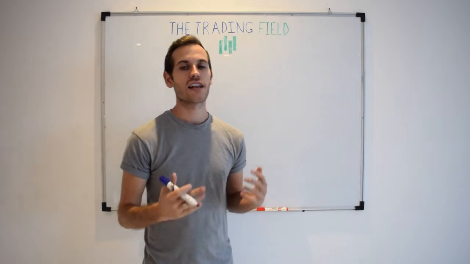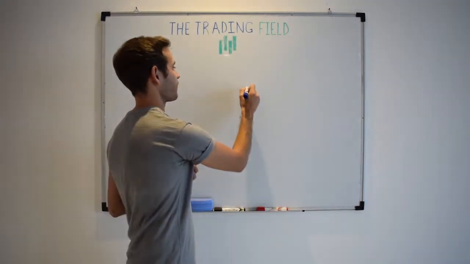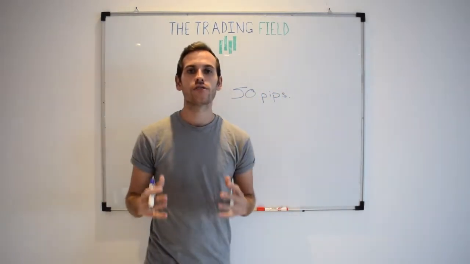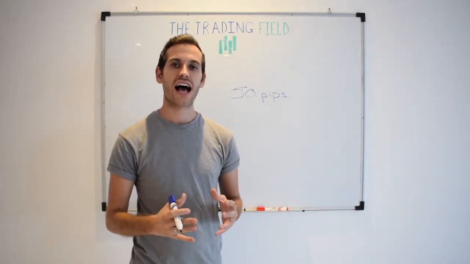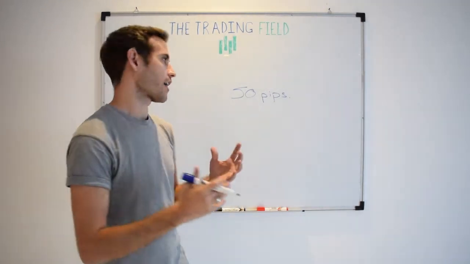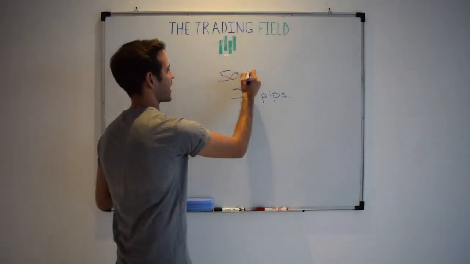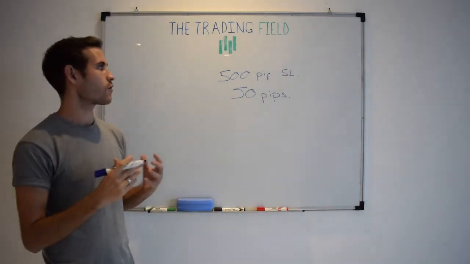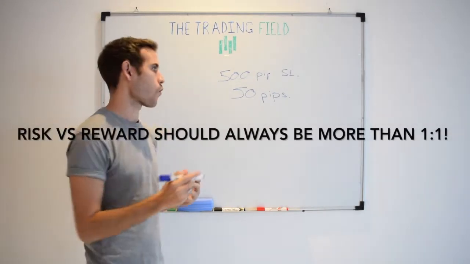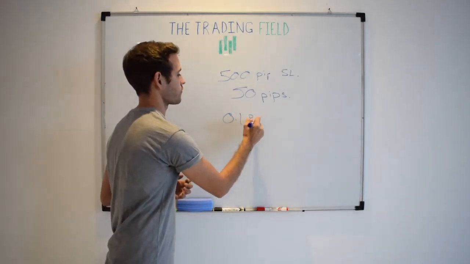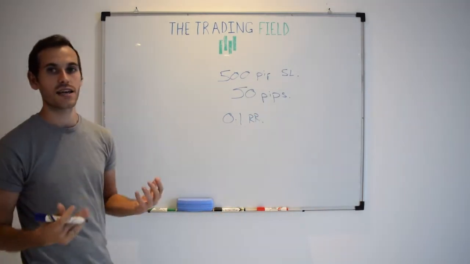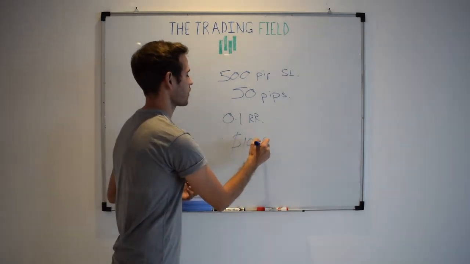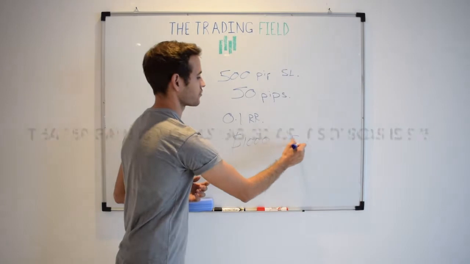Okay, so let's flip this around. Let's say we have a trader that has made 500 pips on one trade, okay? What we don't know is how many pips that trader actually risked to make that 500 pips. Let's say that this trader actually had a 500 pip stop loss, okay? That means his risk reward here is 0.1, which means, again, if we use that same figure of risking $1,000 to place that trade, he has actually only made $100, okay?